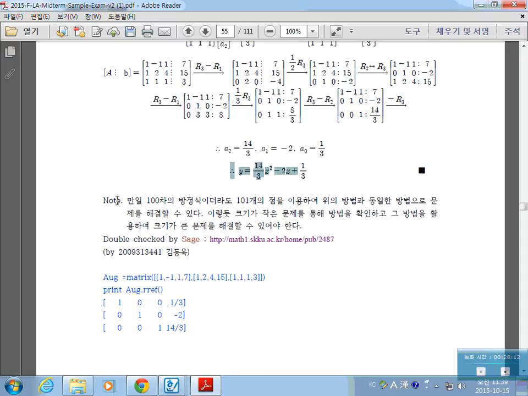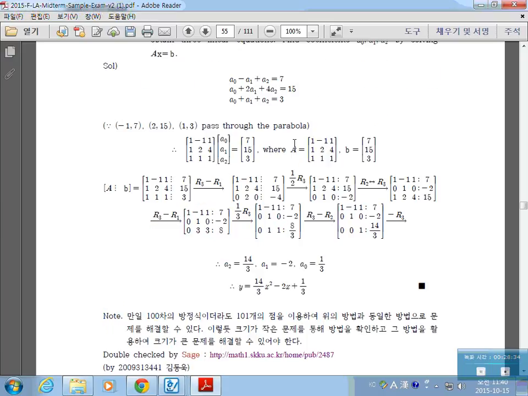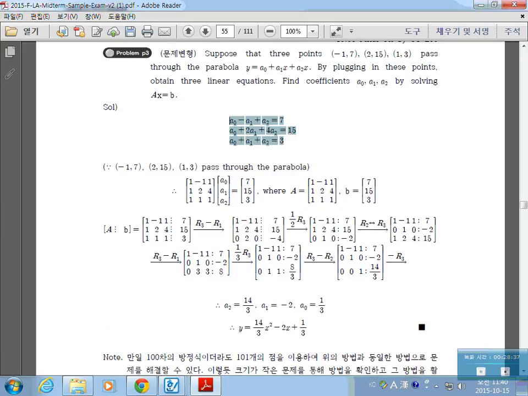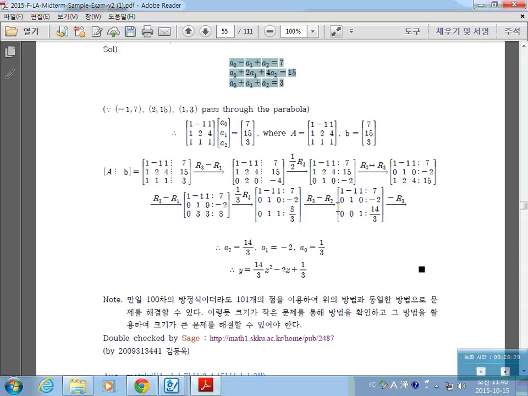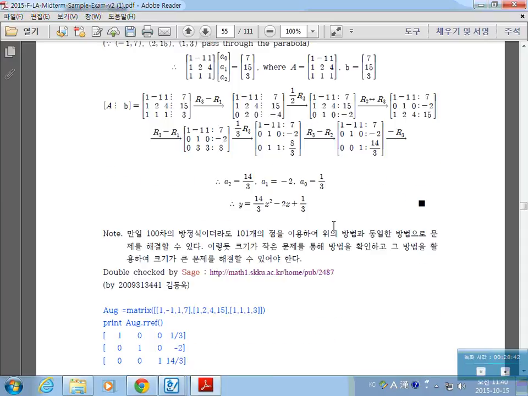The same problem can be applied to find the polynomial of the degree 100. If you have 101 points, then you can find the polynomial that passes through those 101 points with the same code if you just plug in the corresponding augmented matrix of the size 100 by 100.